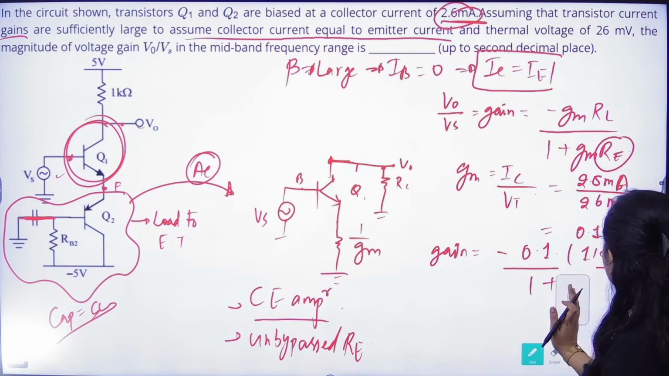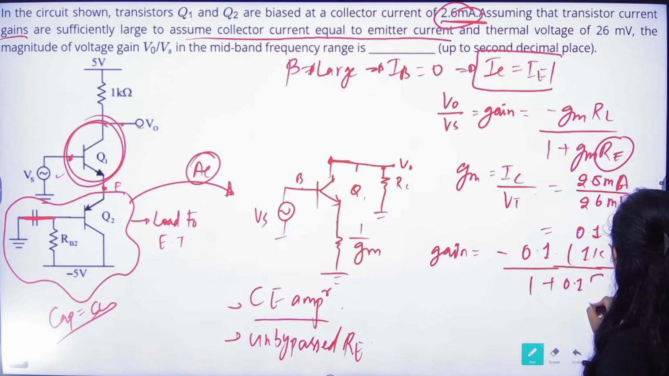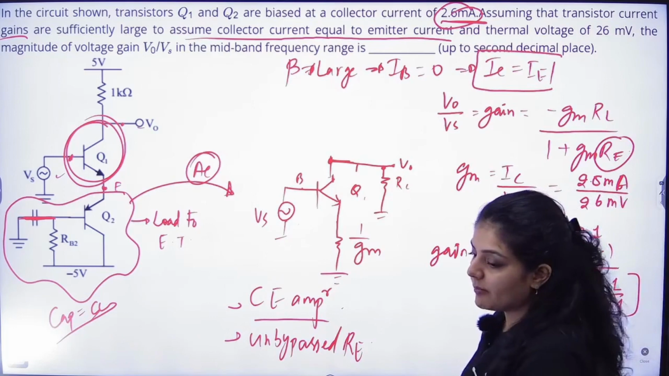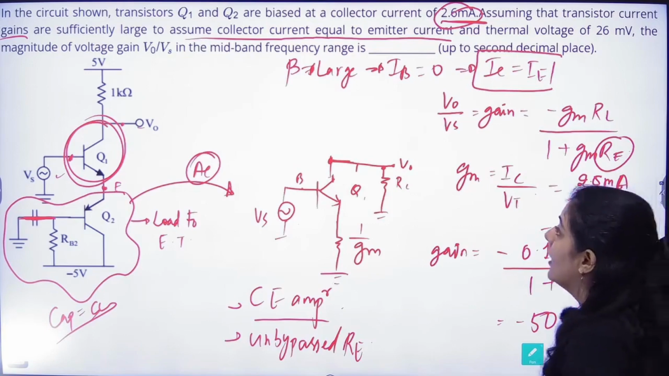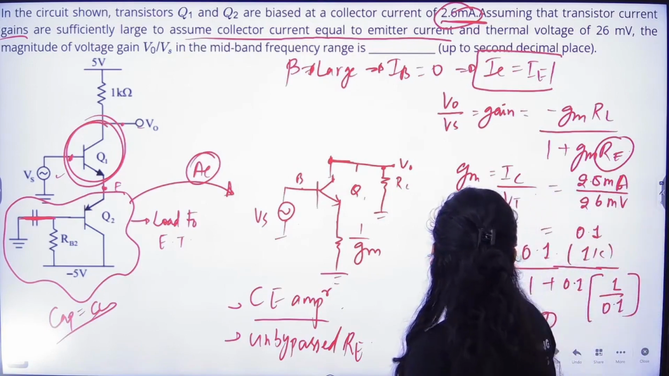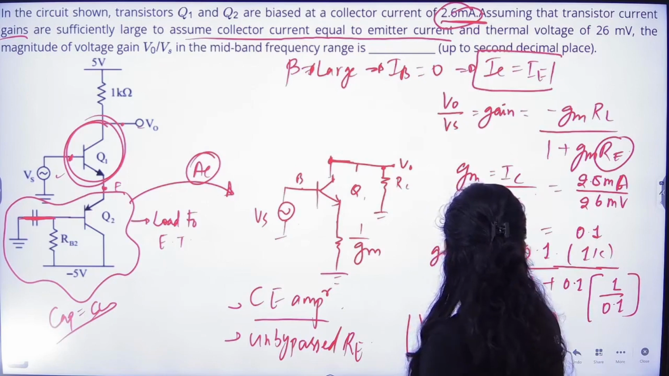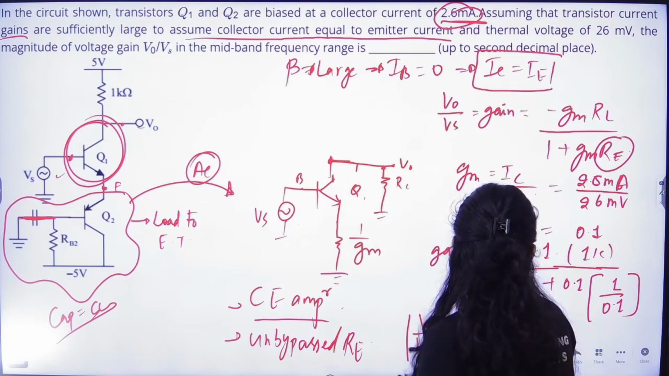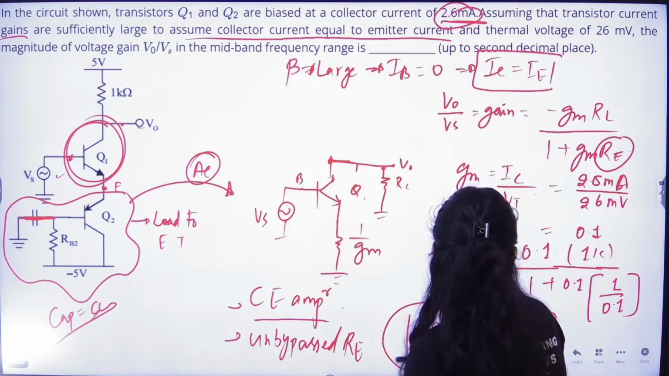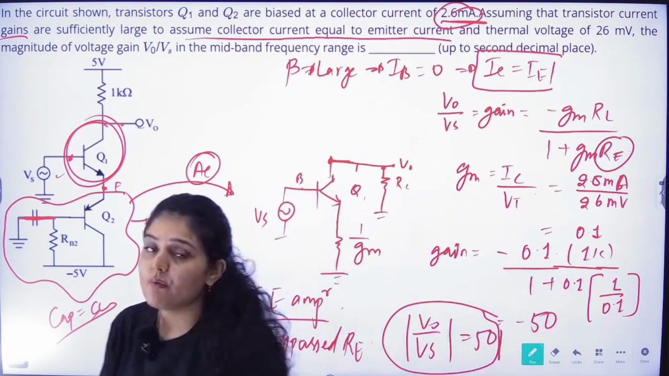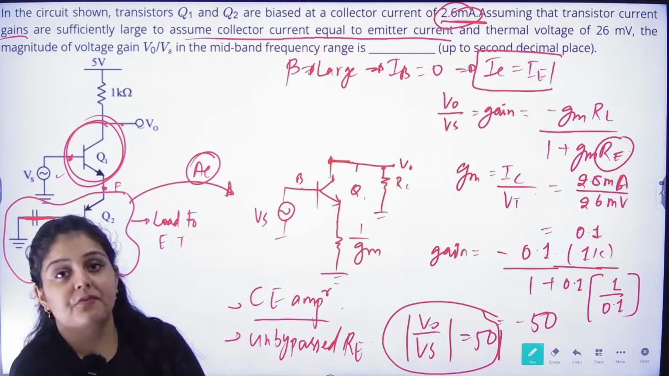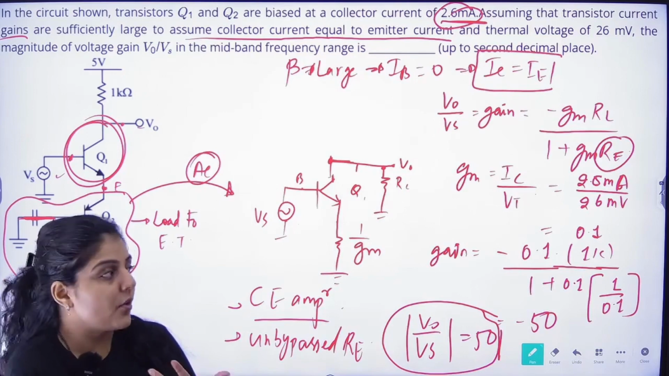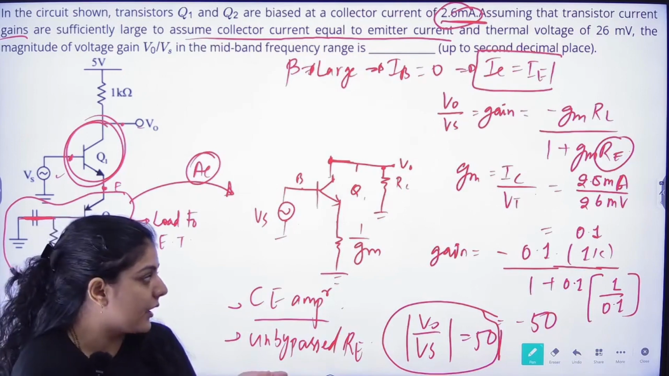will be equal to what? The Gm value is 0.1 and RE will be equal to 1 by 0.1. So if you solve it completely, the gain will come equal to minus 50 volts. They are asking you to find the magnitude. So for the magnitude, V0 by Vs, the gain will be just 50. The gain of common emitter will always come negative, because common emitter gives you a 180-degree phase shifted output. That's why the gains are always negative for the common emitter configuration, right?